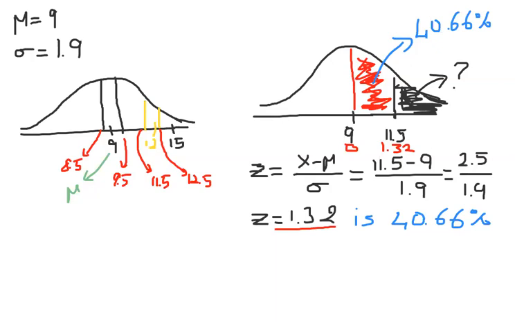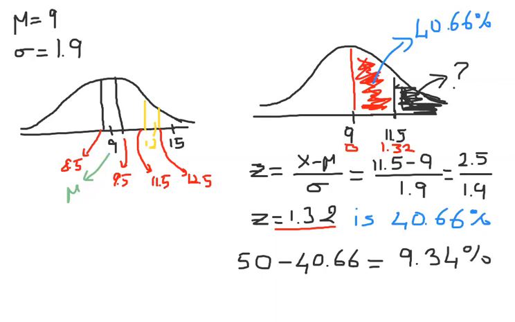So as you know, on a normal curve, we have symmetry, and the left side is 50% of the area, the right side is 50% of the area. If the whole thing on the right side is 50%, what is left for this part? It is going to be 50 minus 40.66%, which is equal to 9.34%.